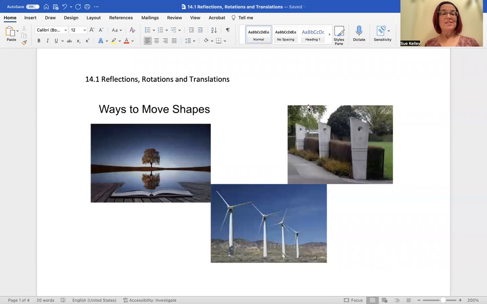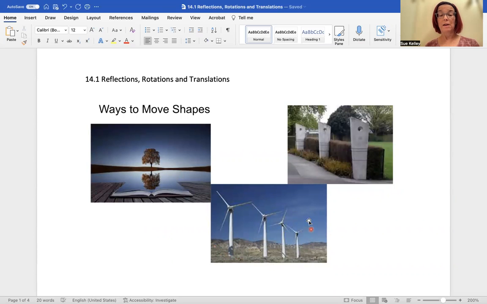Hi all. So for this video, we're going to talk about different ways to move shapes. And so I'm showing you here on the screen some real life examples of these different ways to move shapes. So the first one here is a tree that is reflected in this lake. So we're going to be talking about reflections of shapes.